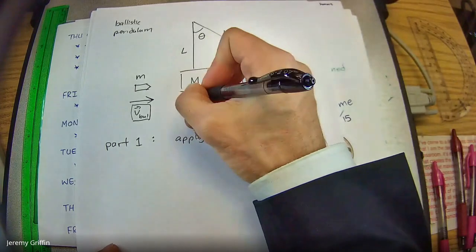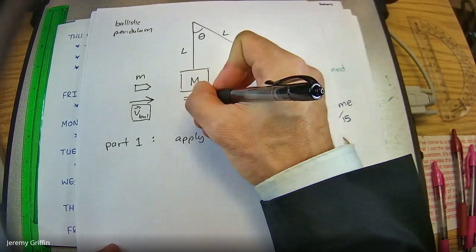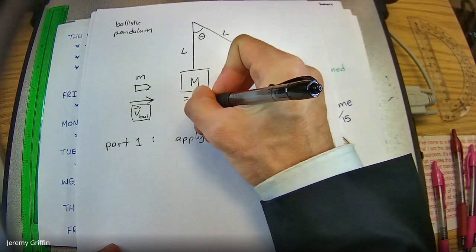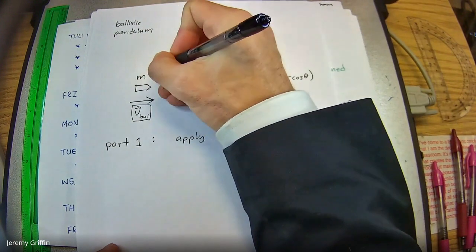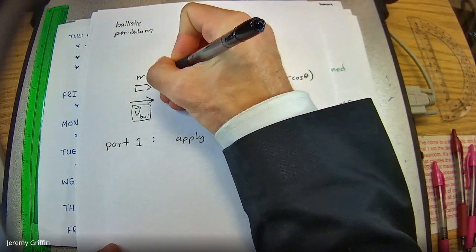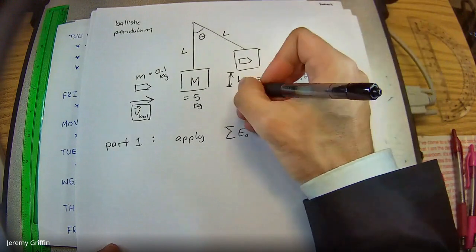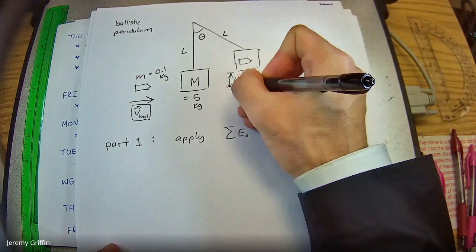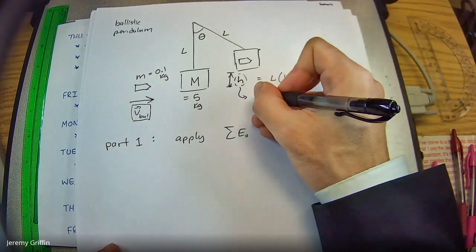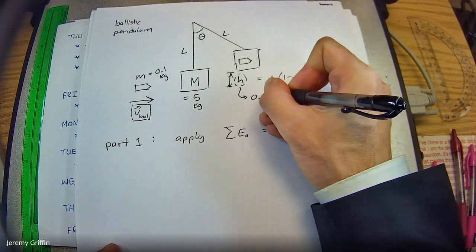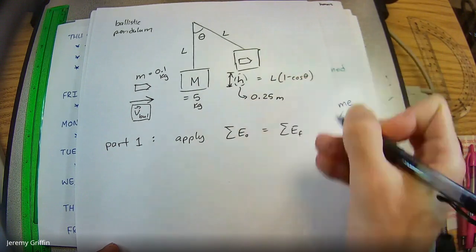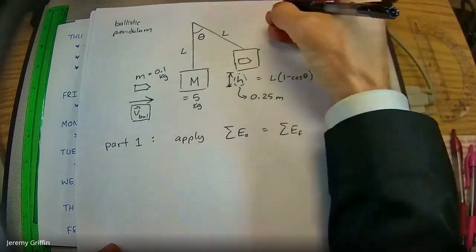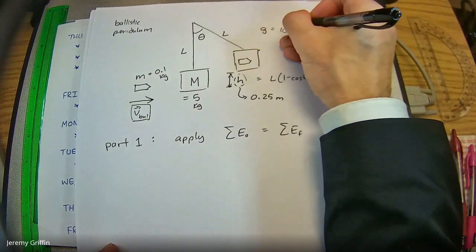Numbers? Okay, sure, let's do it. Let's call this block say 5 kilograms. We'll call the bullet like 0.1 kilograms, and we'll call the height change 0.25 meters. Let's say that's right. And then you guys know g is about 10 meters per second squared.